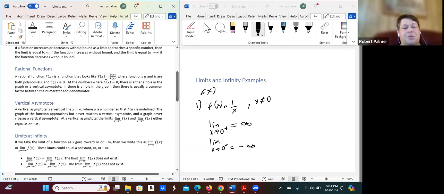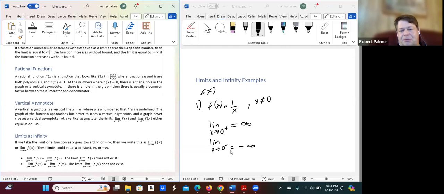Where h of x is 0, there's either a hole in the graph or a vertical asymptote. And when there's a hole in the graph, there's usually a common factor between the numerator and denominator. Okay, so let's take a look at a couple examples of that.